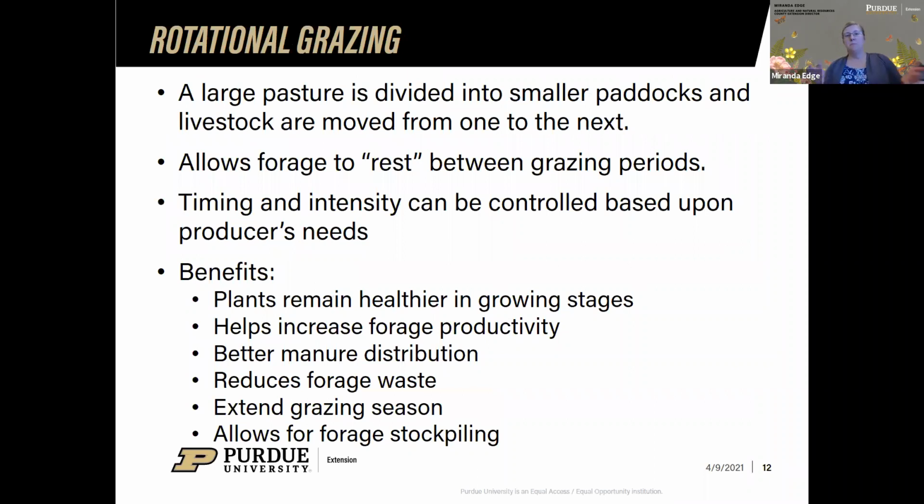So our next step down is, of course, rotational grazing, and we've alluded to this, and we're going to go a lot more into depth next week on this. But rotational grazing is dividing that large pasture into smaller paddocks so that we can move livestock from one to the next and allow a resting period between grazing periods. The time and intensity, like we said, can be controlled based on your producer's needs. And I can give my example with my sheep. When I first got them, that was in September.